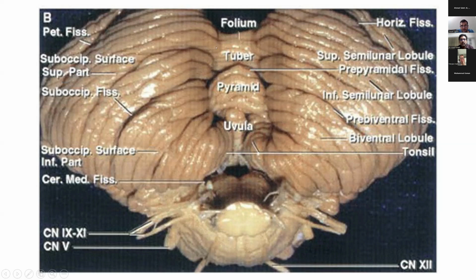So now, if you look at the vermis over here, the vermis has four parts: folium, tuber, pyramid, and uvula. And this part of the vermis is said to be diamond in shape.